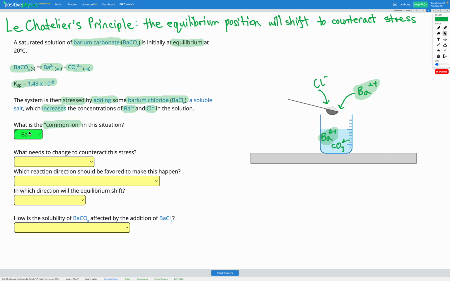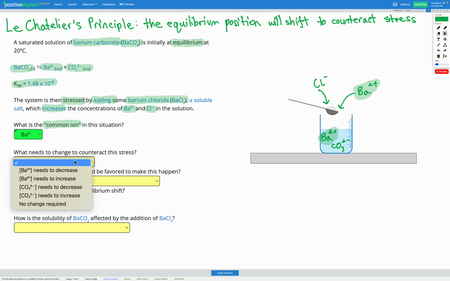So we've already decided barium is our common ion here. So if we look at our equation here, we're increasing the concentration of barium 2+ by adding some barium chloride. So what needs to change to counteract that stress? Le Chatelier's principle says we're going to want to do the opposite. So if we've added barium 2+, we need to decrease the concentration of barium 2+ in order to counteract the stress. So here we need Ba2+ to decrease.